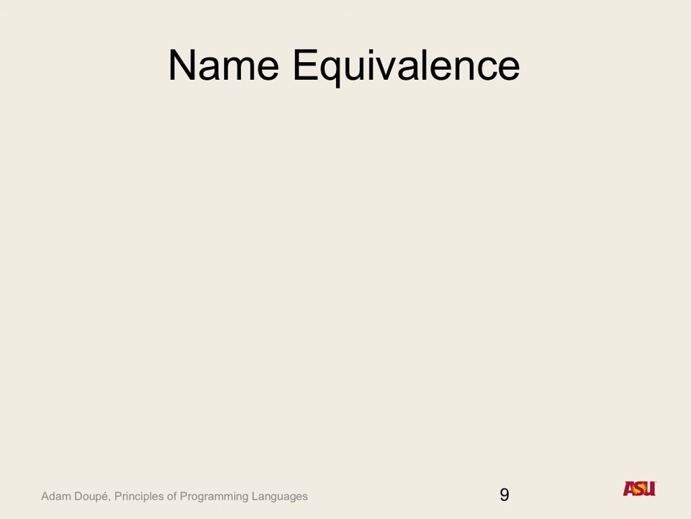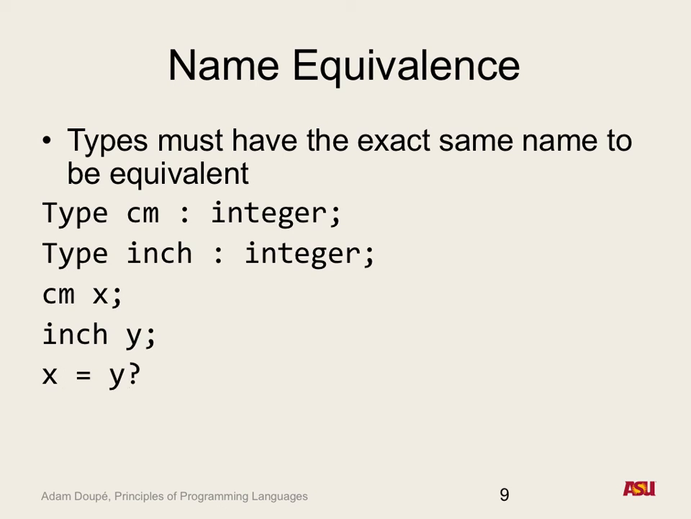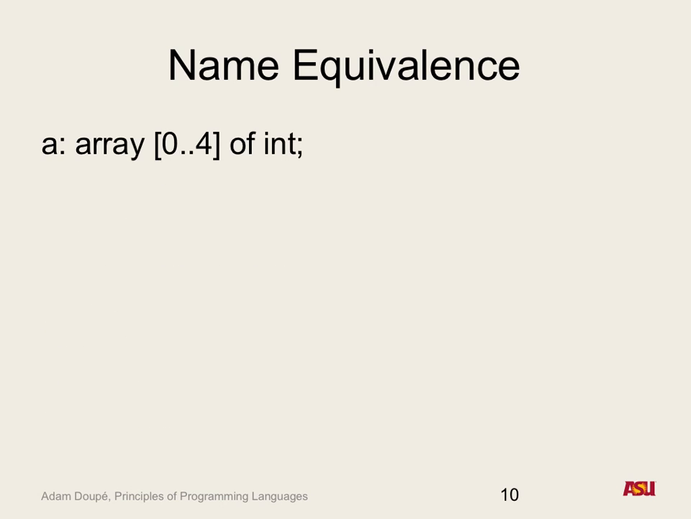So would we be able to assign centimeters to inches? No, right? We'd have to pass it into some function that would take in centimeters and give us inches. Which in that case makes sense, right? That is really what we want to do, and we can leverage the power of the type system to help us do that. So types must have the exact same name to be equivalent. We'd say error, can't do that.